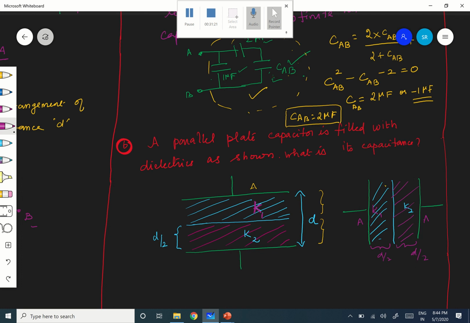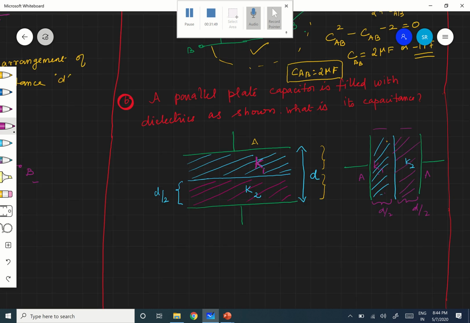Are you following? Here the distance is divided. When the distance is divided, the distance between the plates is half. See, it is half filled with one medium of dielectric constant K1 and the other half with K2. Therefore, it is equivalent to two capacitors which are connected in series. Okay, so very simple.